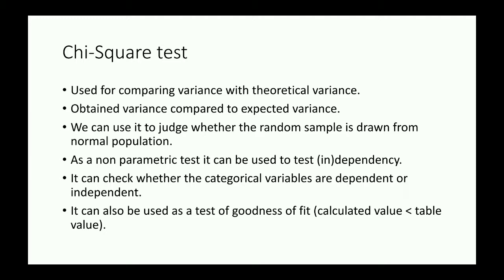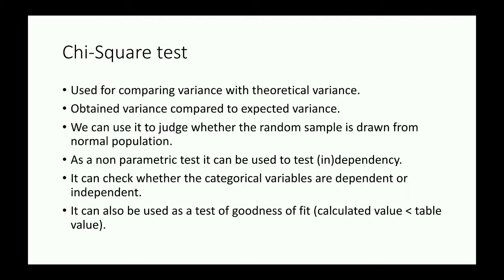Or suppose you want to know whether your selection of a certain product is associated with your gender or not. In that case, you can use a chi-square test of independence or chi-square test of association. So it can check whether the categorical variables are dependent or independent upon the other variables. It can also be used as a test of goodness of fit.